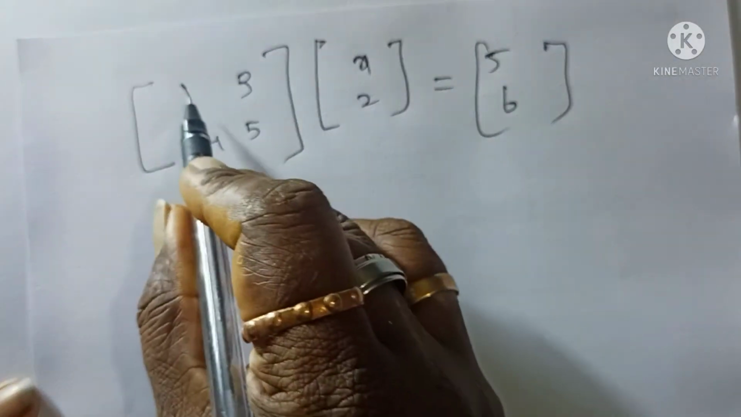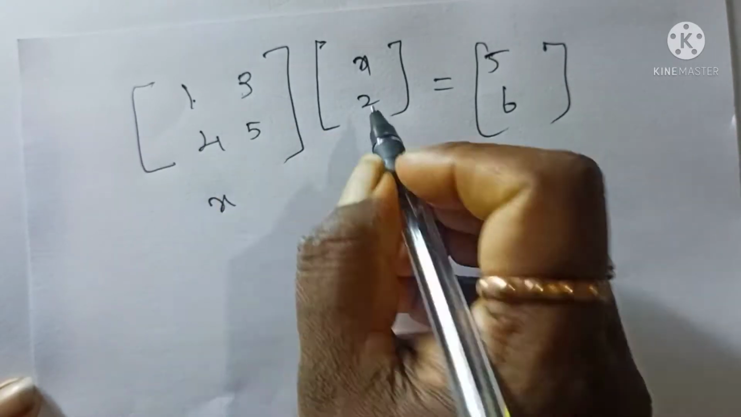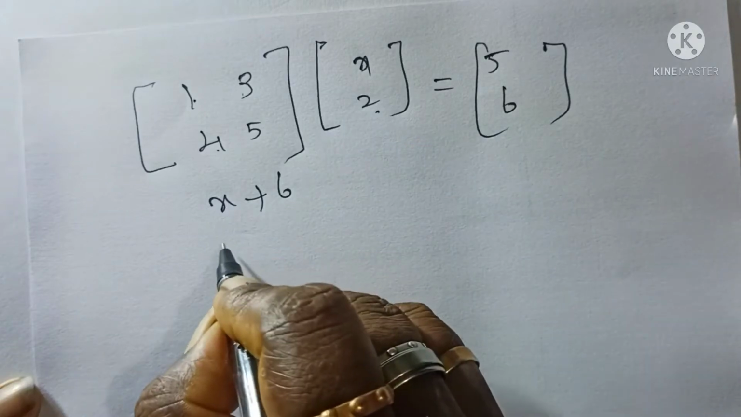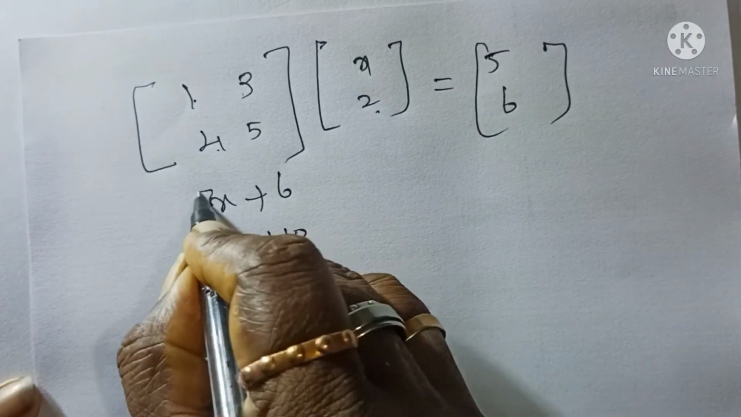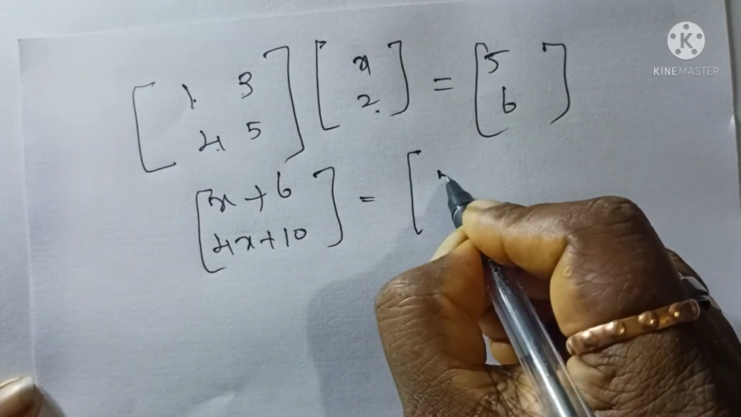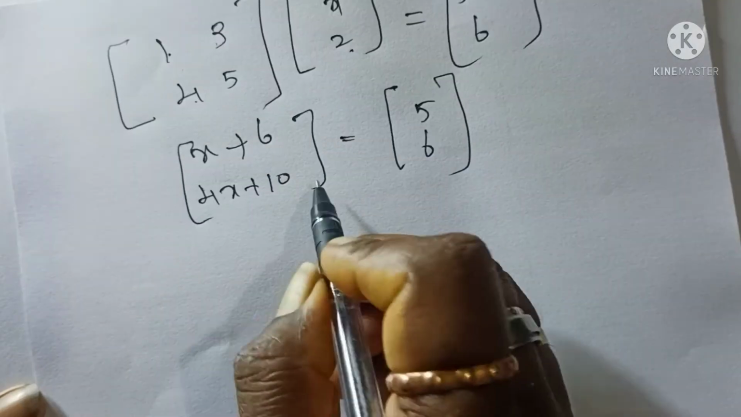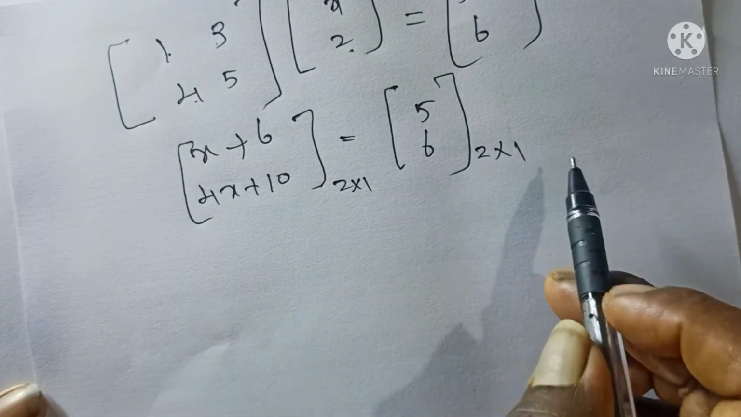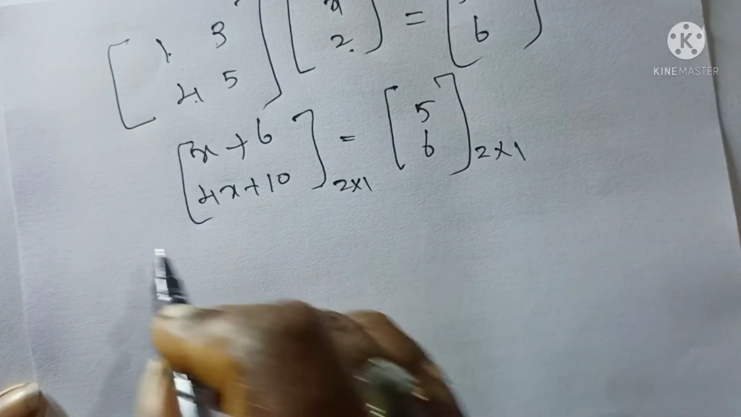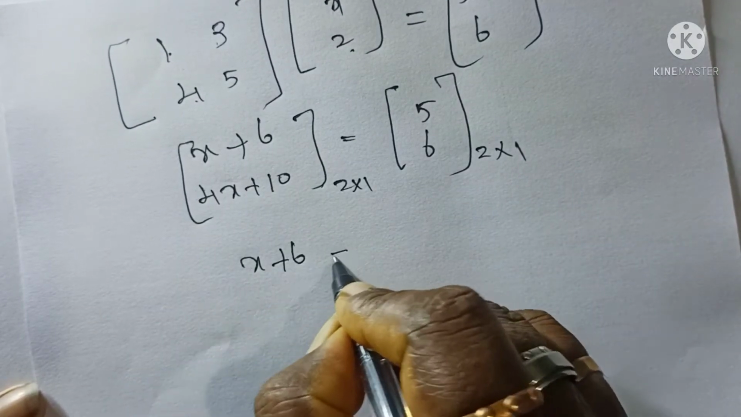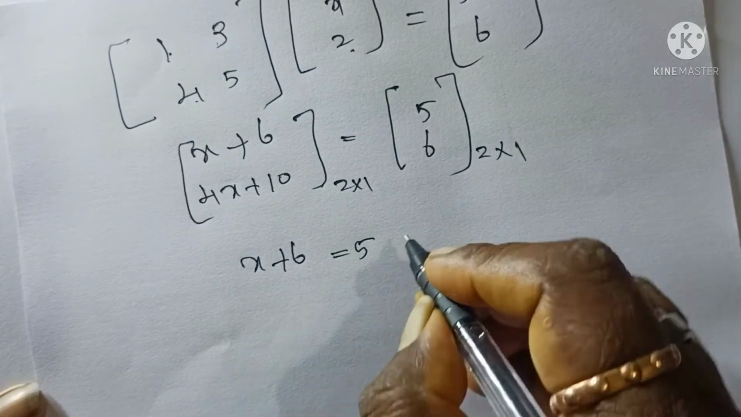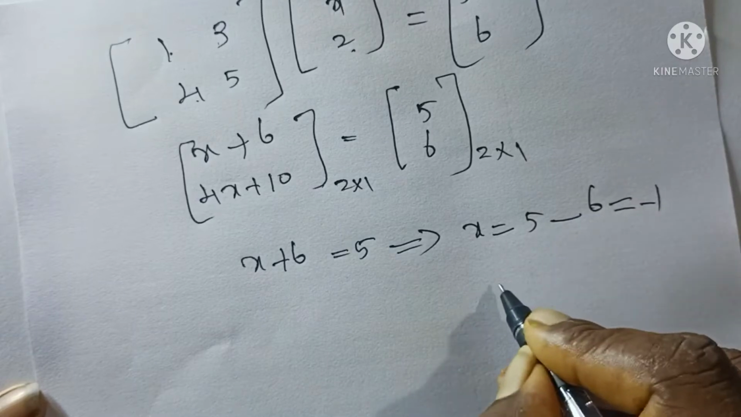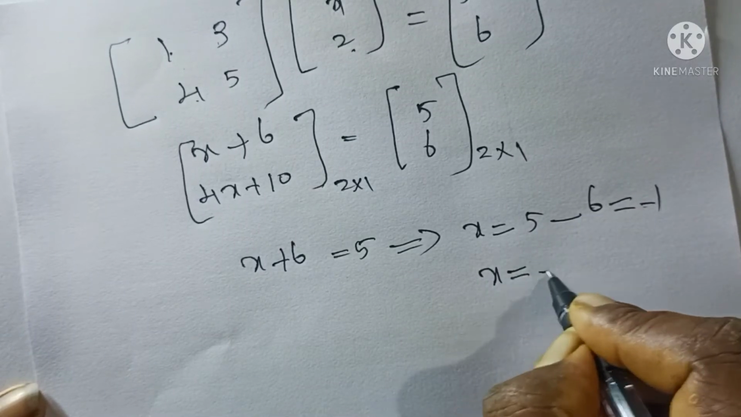Here it is multiplication, so 1 into x, then 3 into 2, 6, so x plus 6, then 4 into x, 4x, then 10, which is equal to 5 into 6. This is a 2 by 1 matrix, and this is also a 2 by 1 matrix, so you can equate corresponding terms. So x plus 6 is equal to 5. From this you can find the value of x. This implies x is equal to 5 minus 6, which is equal to minus 1. So x is equal to minus 1.